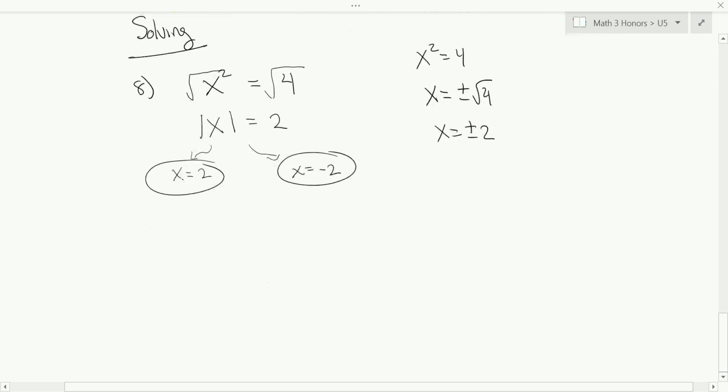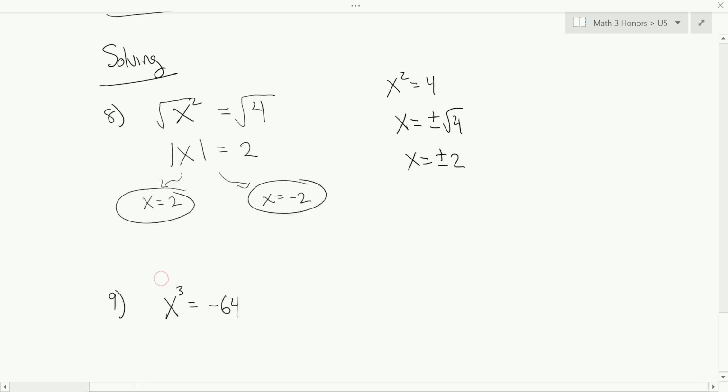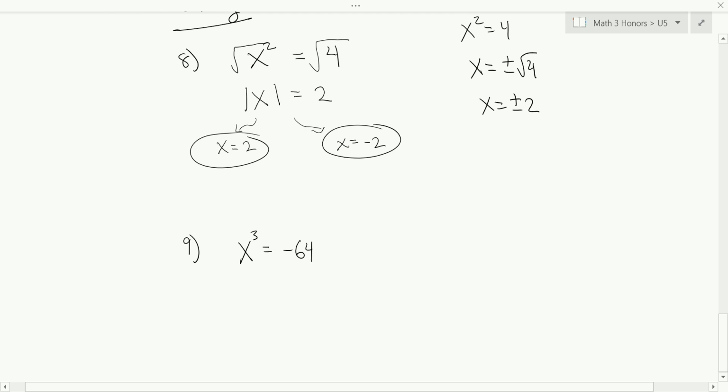Okay, how about this one? x cubed equals negative 64. How many different answers should there be? 3. This says third power, so we need to find all 3 answers. One of them's easy to find. The other 2 are not so easy to find. What's one of them? Negative 4 works. Negative 4 times negative 4 times negative 4.